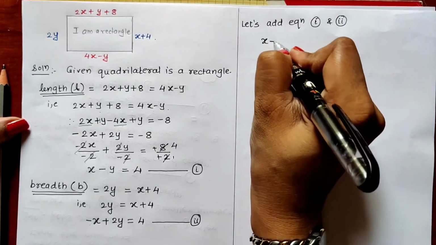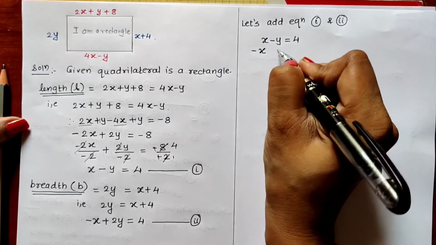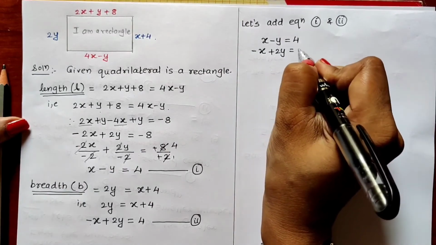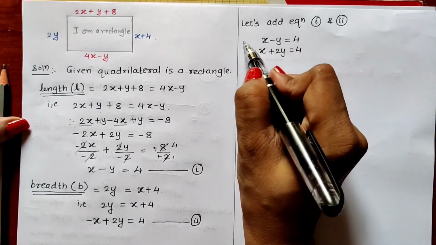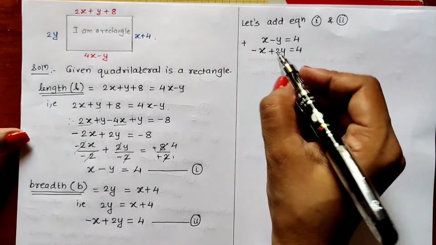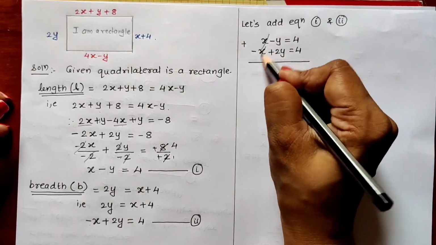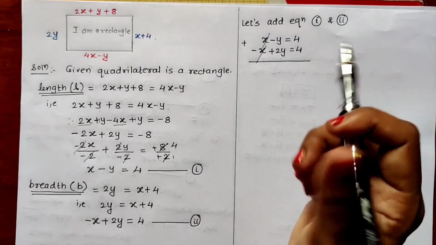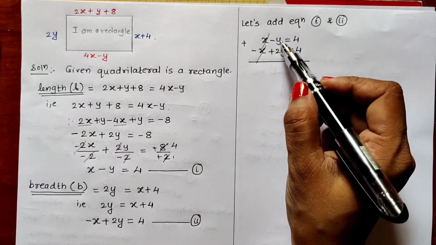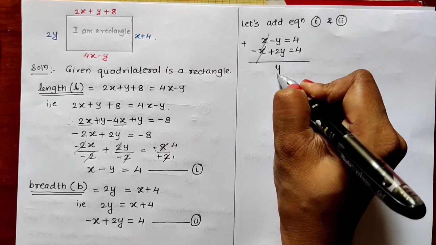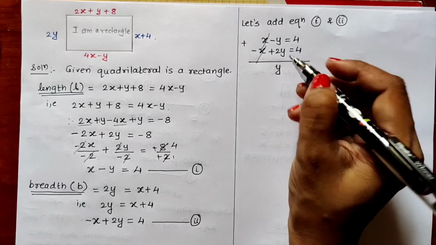So I will be writing equation 1, x minus y is equal to 4, and second equation minus x plus 2y equal to 4 again. Okay. Now see children, we are adding. That means we don't require to change the sign of the equation which is written below. This plus x minus x gets cancelled. Now let us see, minus 1y plus 2y. Minus plus will become minus, and 2y minus 1y is 1y. 2 minus 1 is 1. And sign of bigger number. Bigger number has plus sign, so y will have plus sign.